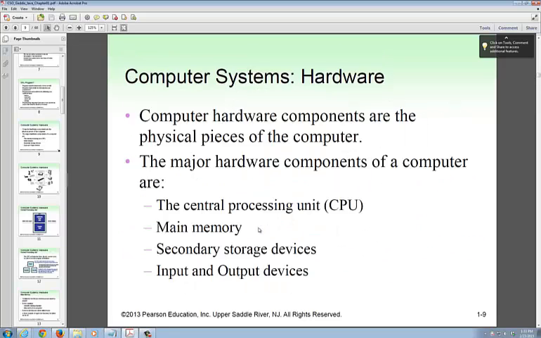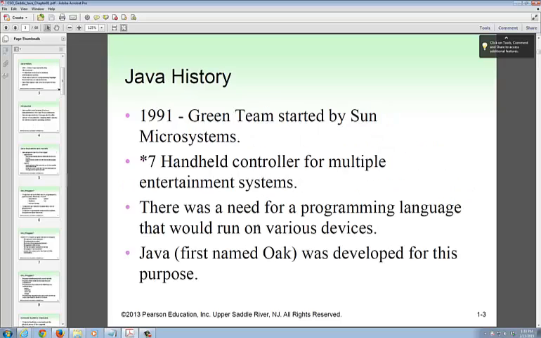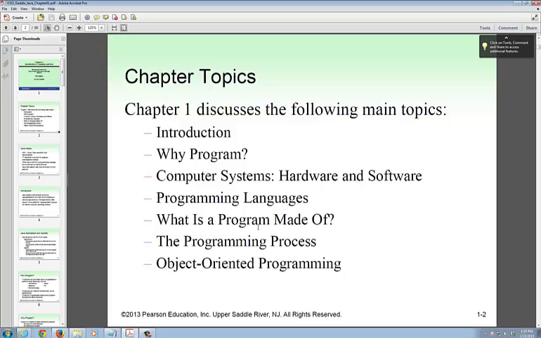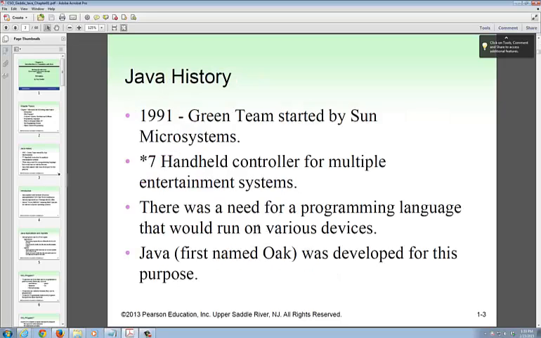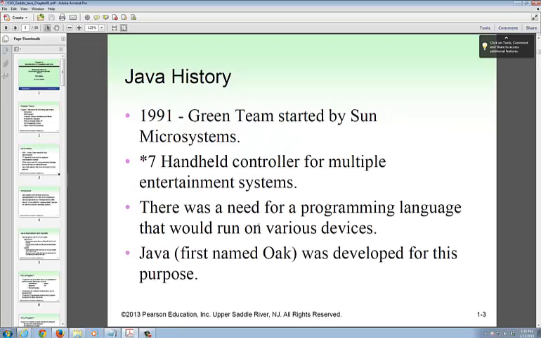One more thing, going back to the first couple of slides at the top, I'd like for you to know what the original name of Java was. The original name of Java was actually Oak. Okay, Oak. I skipped that slide. The first name, Oak, was developed for this purpose. So O-A-K. I will ask you that, so make sure you know that.